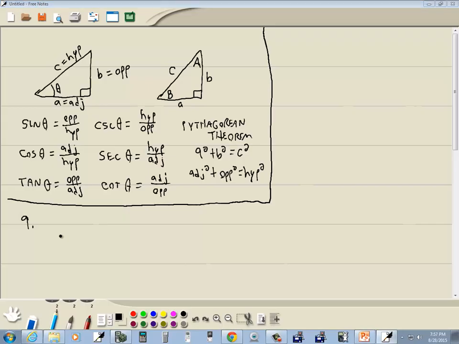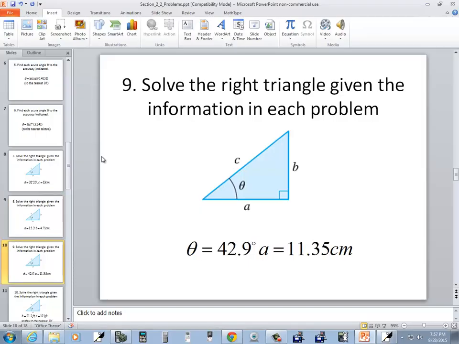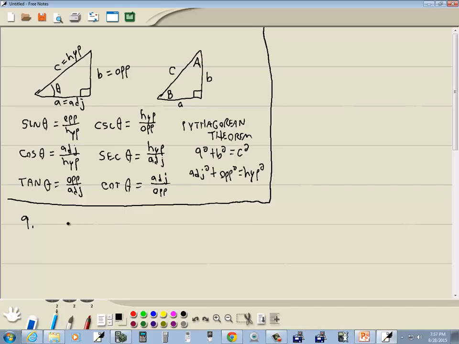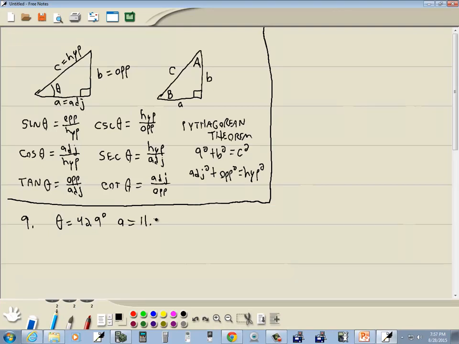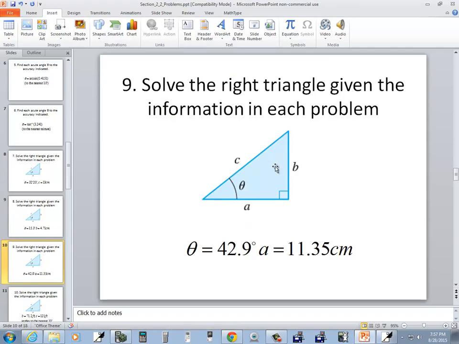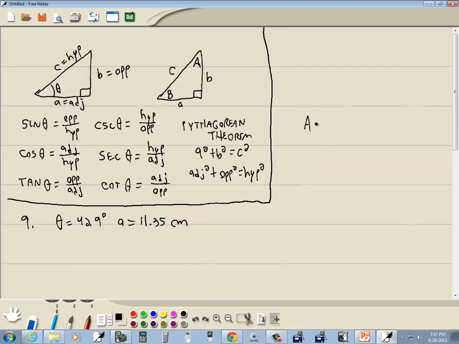Okay, so number 9. We got theta is equal to 42.9 degrees. Little a is 11.35 centimeters. And again, we're solving the right triangle, so what we're trying to do is find A, B, C angle-wise, and side A, side B, and side C. Well, they're telling us A, that's 11.35 centimeters.